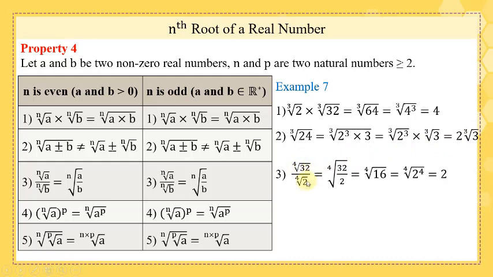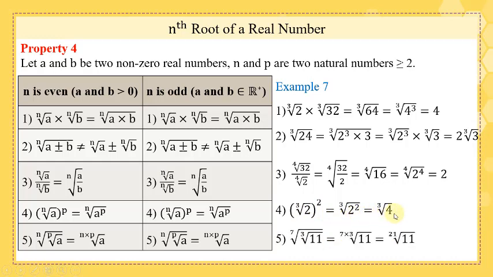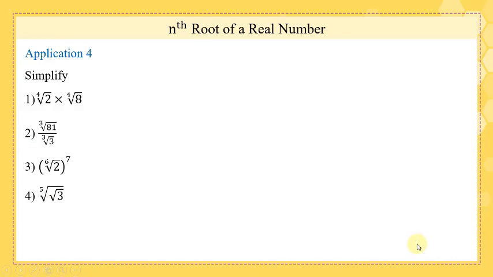The fourth root of 32 over the fourth root of 2 is equal to the fourth root of 32 over 2, which is equal to the fourth root of 16. It is equal to the fourth root of 2 to the power 4, which is equal to 2. The cubic root of 2, all of it to the power 2, we can write it as the cubic root of 2 squared, which is equal to the cubic root of 4. The seventh root of the cubic root of 11, we can multiply 7 times 3, so it is equal to the 21st root of 11.